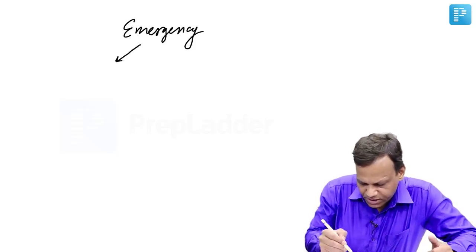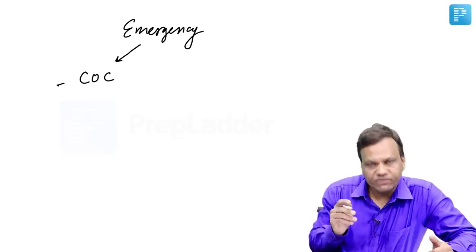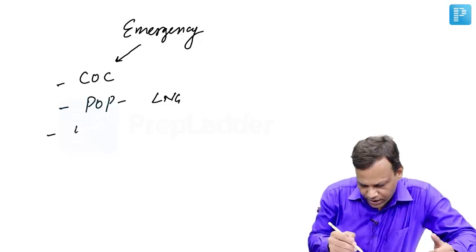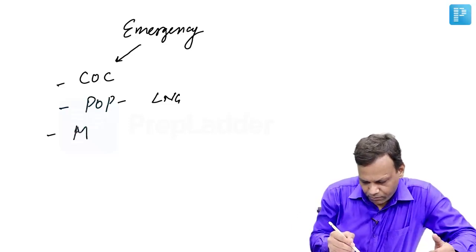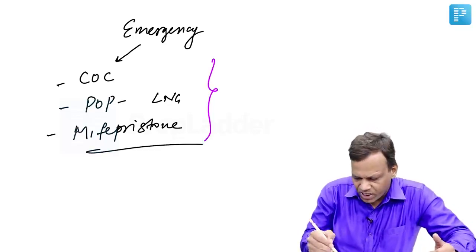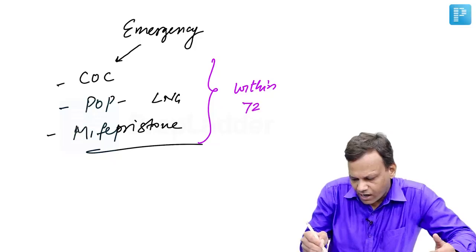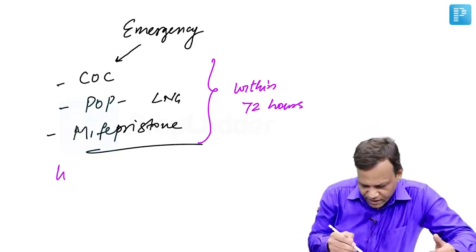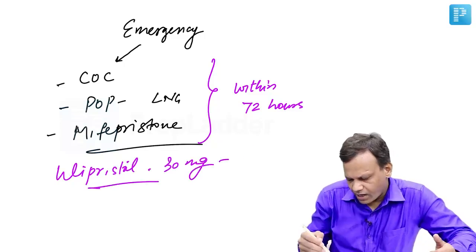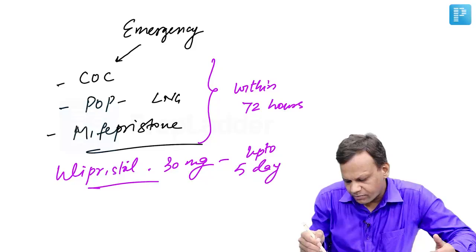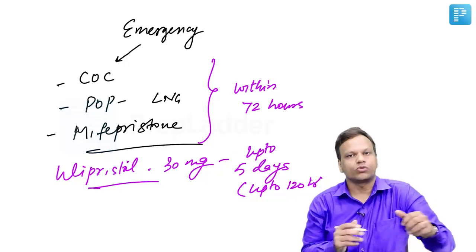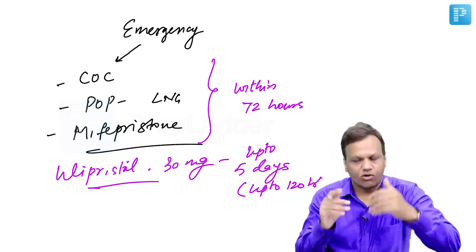Emergency contraceptive pills can be combined oral contraceptive pills given in double dose. They can be progesterone only pills like levonorgestrel, and there is a drug called mifepristone, which is a selective progesterone receptor antagonist. All these need to be given within 72 hours of unprotected intercourse. Then we have another drug called ulipristal, which is given as a 30 milligram tablet. It can be given up to 5 days after unprotected intercourse, that means up to 120 hours. So these are the emergency contraceptives.